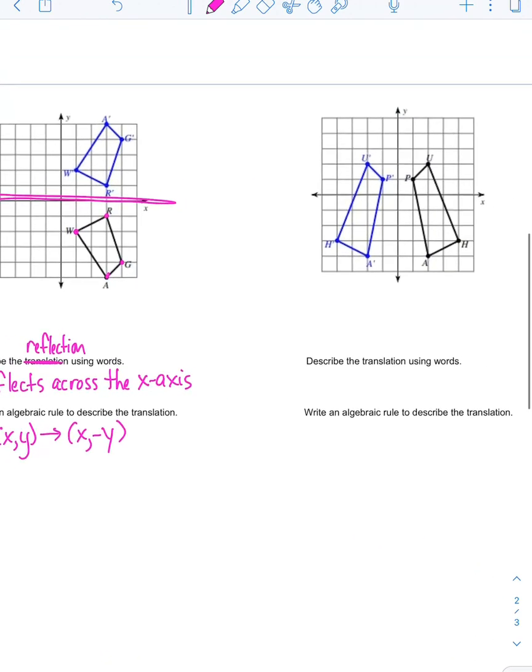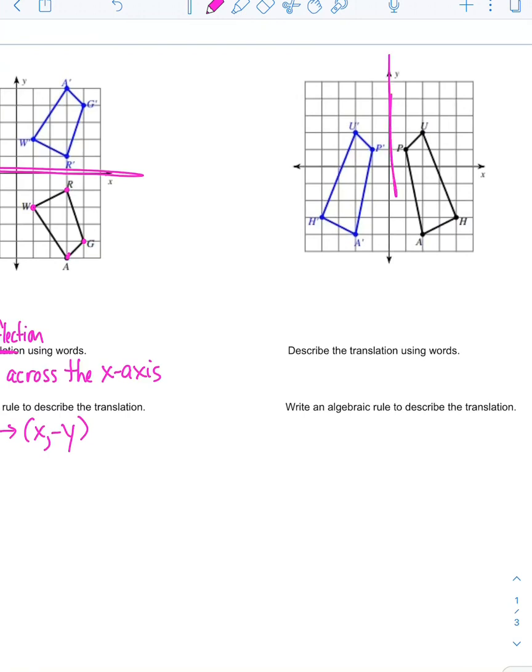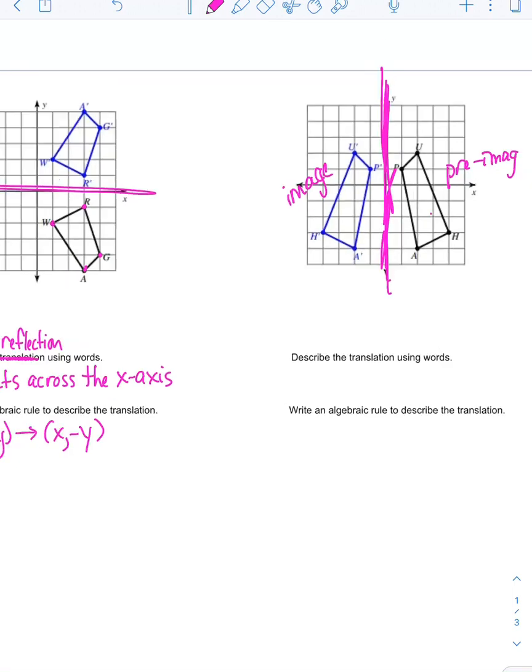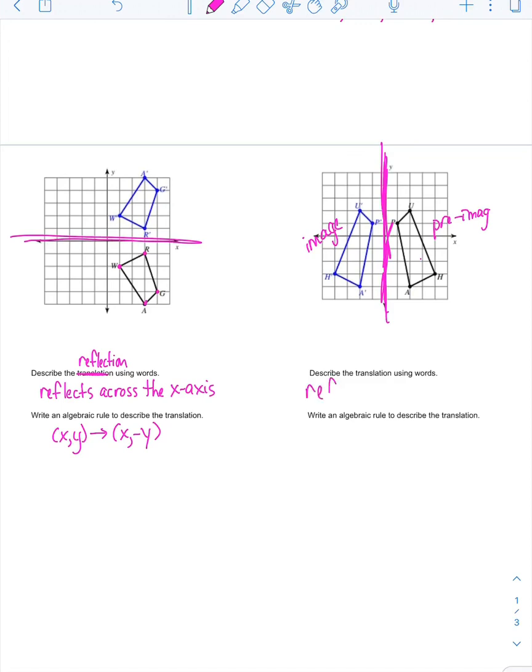Now let's look at the next example. Well, when I look at that, here's the pre-image, because those are just plain old letters, and this is the new image. So it looks to me like it flipped from the right side to the left side, so it flipped across the y-axis. So this reflects across the y-axis. And again, it says describe the reflection using words. So it reflects across the y-axis.